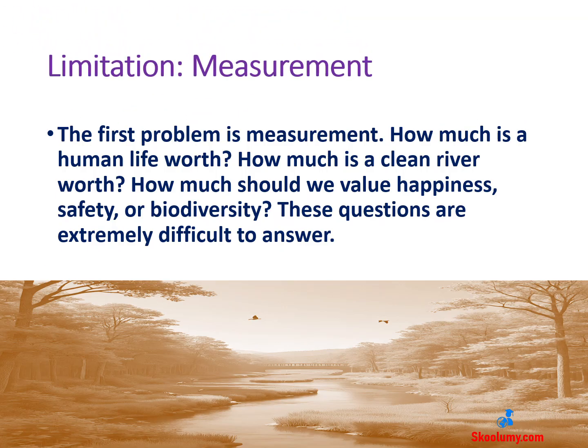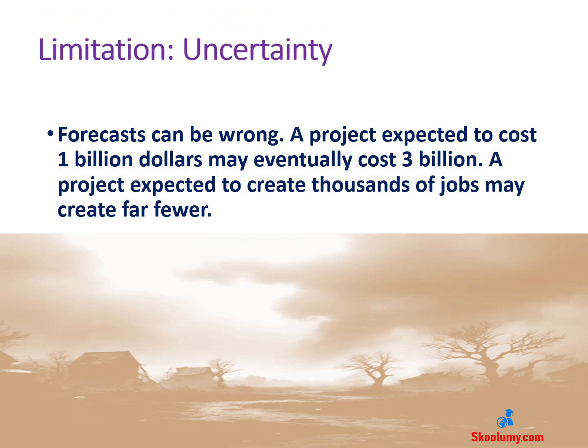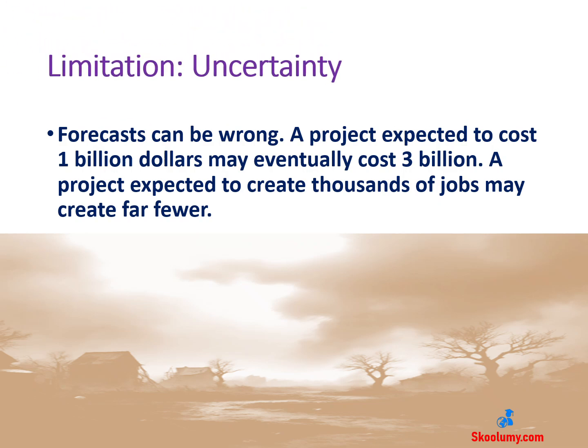Limitations. Cost-benefit analysis is not perfect. The first problem is measurement. How much is a human life worth? How much is a clean river worth? How much should we value happiness, safety, or biodiversity? These questions are extremely difficult to answer. The second problem is uncertainty. Forecasts can be wrong. A project expected to cost $1 billion may eventually cost $3 billion. A project expected to create thousands of jobs may create fewer jobs.